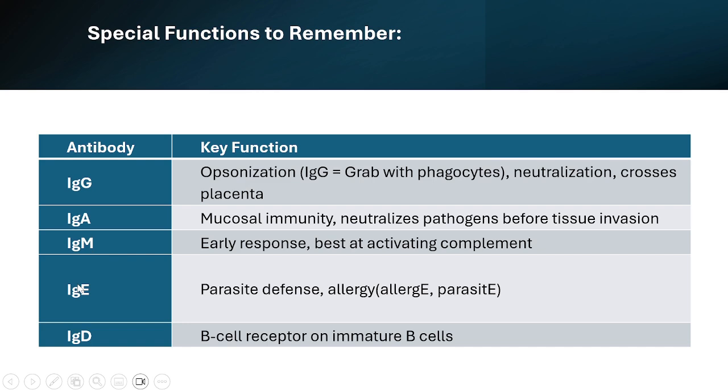IgE, E as in there were 4 E's, among which the main ones were allergy, parasites, helminths, histamine, eosinophils, so they have a vital role in parasite defense. And D as in men's D and balls, so IgD always comes alongside IgM, and they are produced by naive B cells.